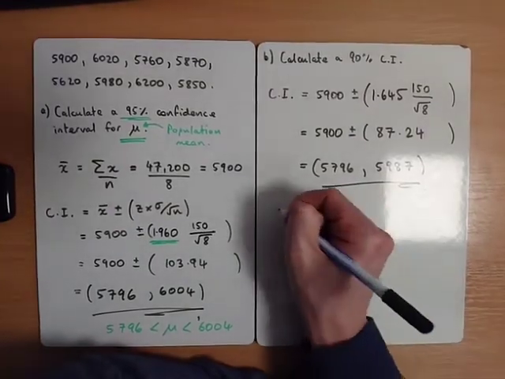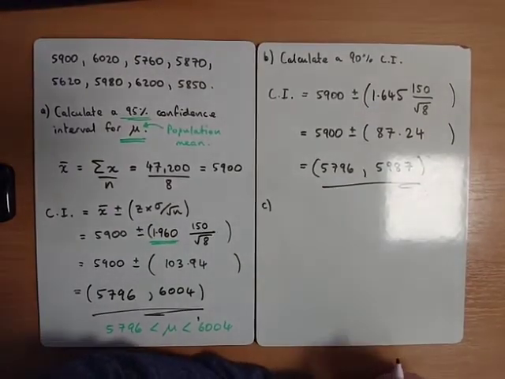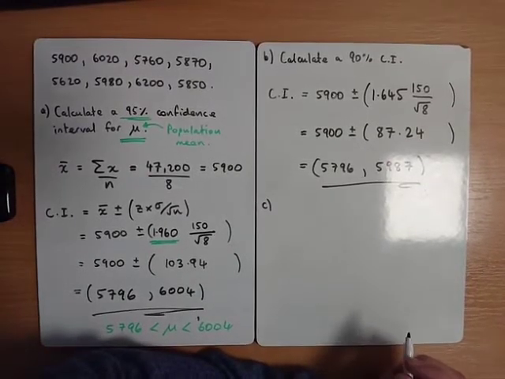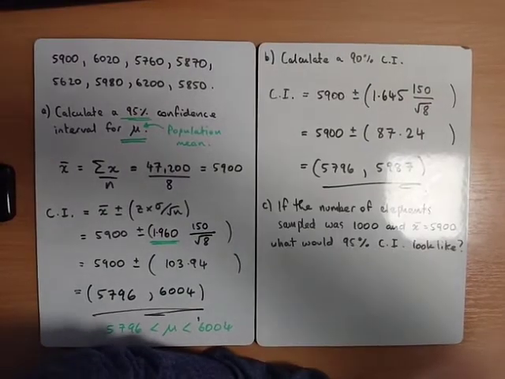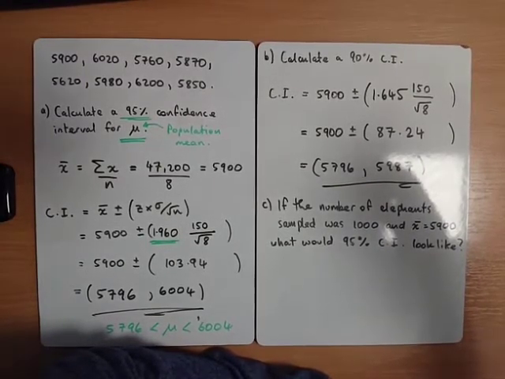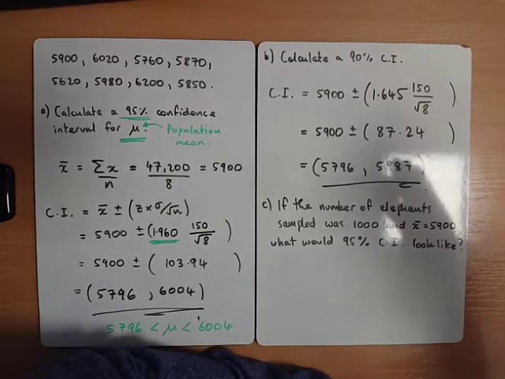The next part of the question is a bit of an unusual one, especially while we're still getting used to the topic, but it's nice to start to think about what's going on with this formula instead of just blindly plugging numbers in. Okay, so it says if the number of elephants sampled was 1,000 and the sample mean X bar was still 5,900, what would the 95% confidence interval look like? Now, it's not like an exam style question, it's what would it look like? It doesn't say explain or solve, but let's just have a think about that for a second to try and understand what's going on behind the calculation that we've just done.